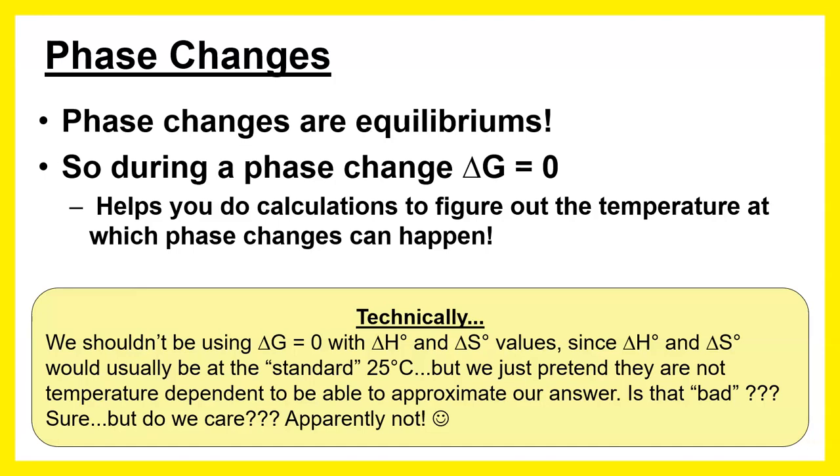Now, one of the problems is that we use delta H naught and delta S naught values, but we really shouldn't. But we're going to anyways because we don't really care. Yeah, they should be adjusted, but it's not even going to be within the margin of error that we care about. Is it a source of error? Sure. Is it above our pay grade here? Absolutely. We're not going to worry about it. We're making an assumption to approximate an answer, and that is plenty good enough. It shows us that we understand the concept.